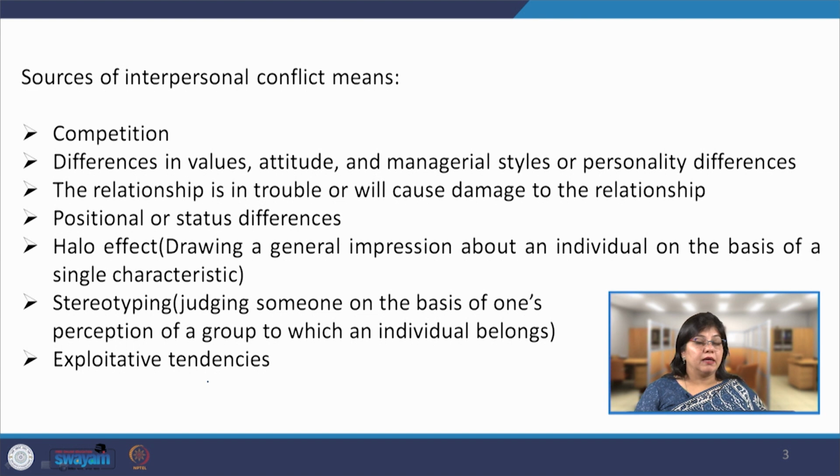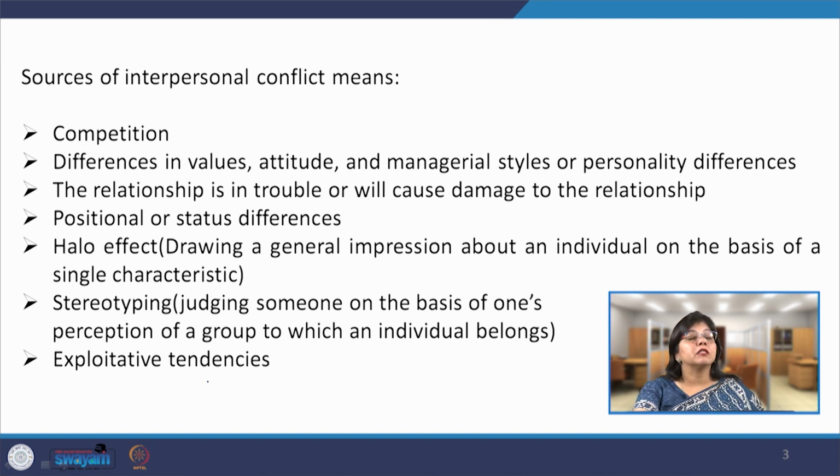The other is stereotyping. This is another kind of reason that leads to interpersonal conflict, when we try to judge someone based on the perception of the group that he or she belongs to. If the person belongs to a high status group, then our understanding or judgment of that person will be very high. We will have a high opinion about that person. And if the person is coming from a less successful group, or one which has a very poor success history, we will be influenced by the status of that group and we will judge accordingly. So, halo effect and stereotyping are very much responsible as a source of interpersonal conflict.